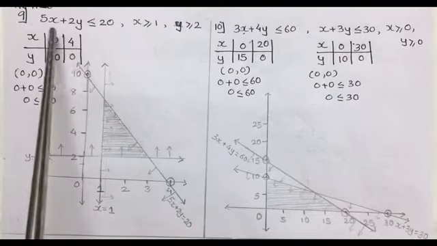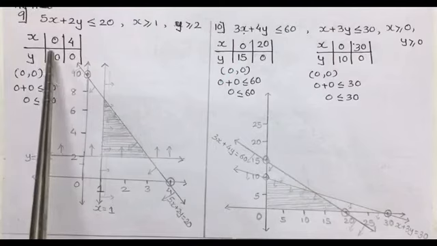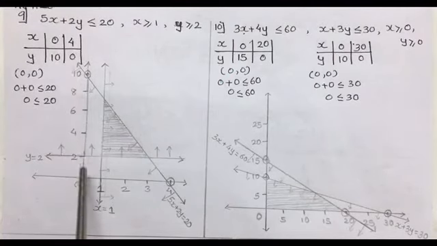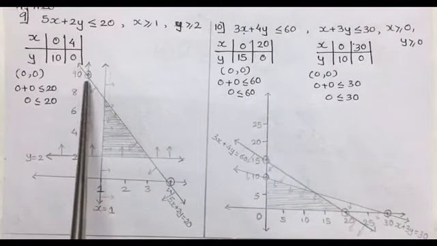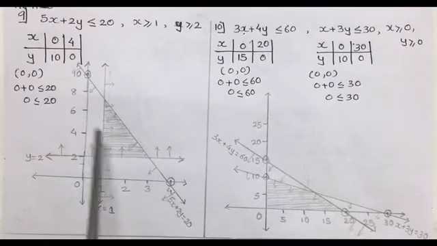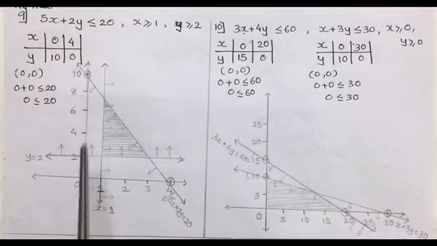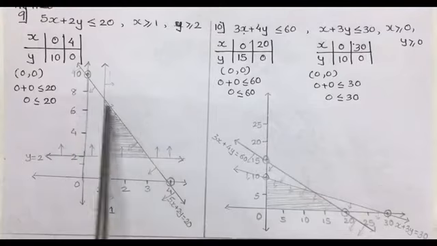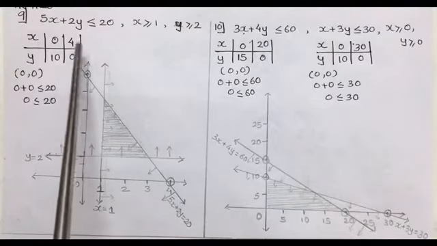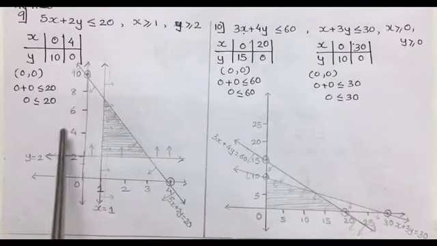Taking up the points for this inequality, putting x as 0 and y as 0, the points are (0, 10) and (4, 0). Plotting the points (0, 10) and (4, 0) for the first line, and as the equality sign is there, all the three lines will not be dotted lines. Now for the shaded areas that we have to take.